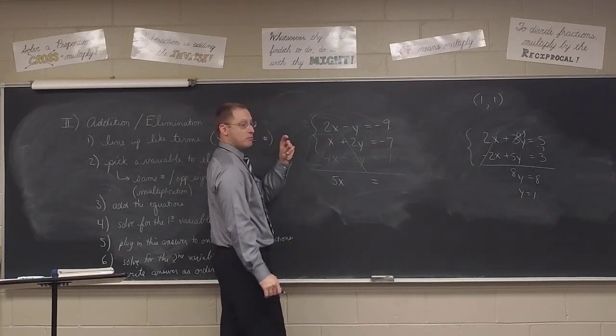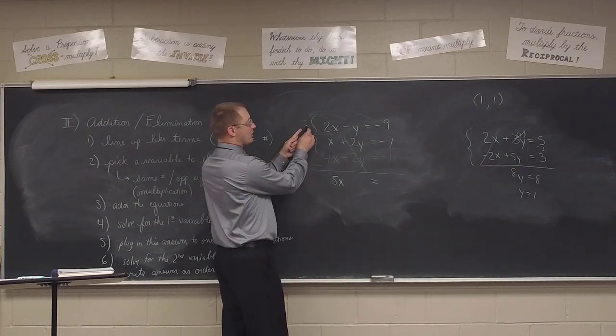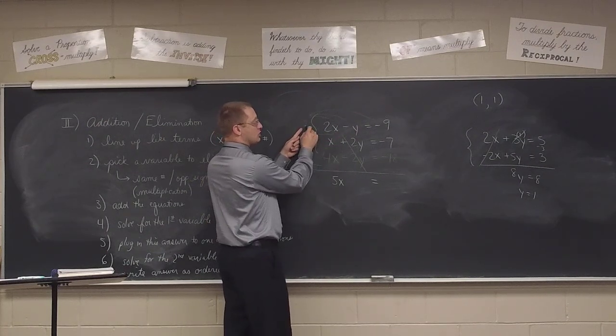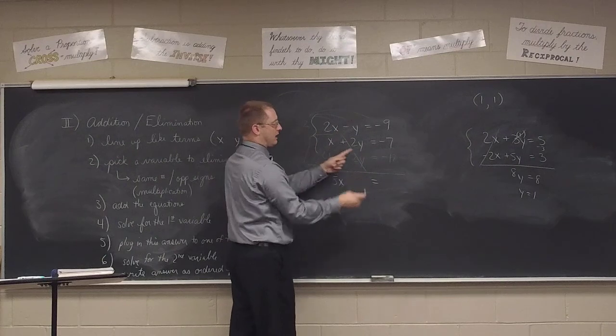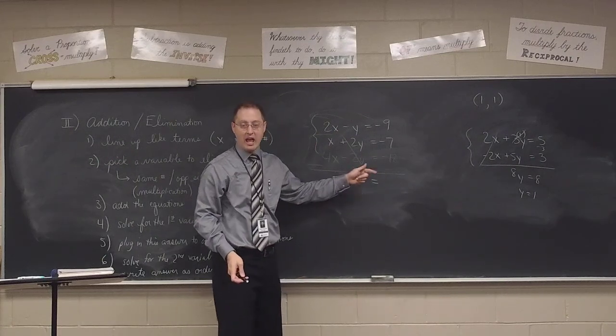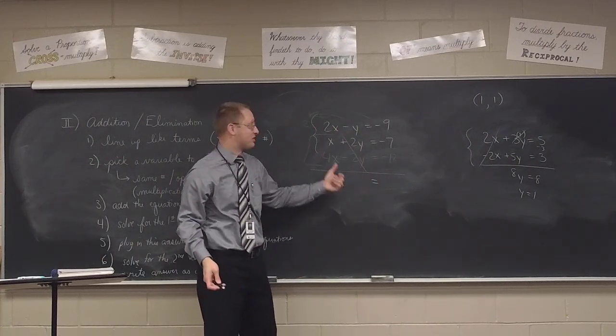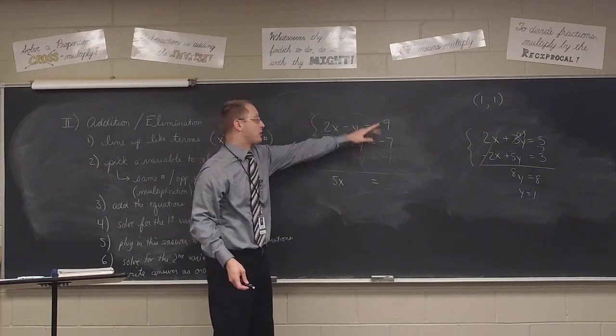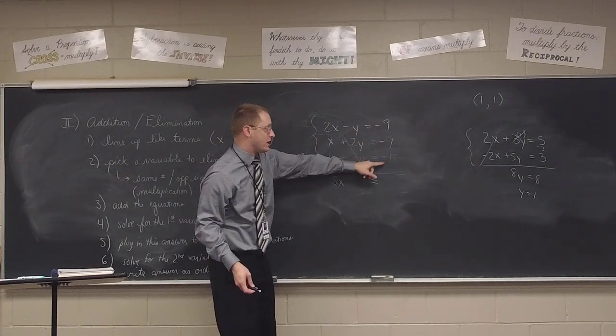By the way, big mistake a lot of students make. They'll say 2 times 2x, 4x. 2 times negative y, negative 2y. And they'll say equals negative 9. Everything gets the 2, right? We're distributing it all the way through. So make sure we also get it to the negative 9 to get the negative 18.